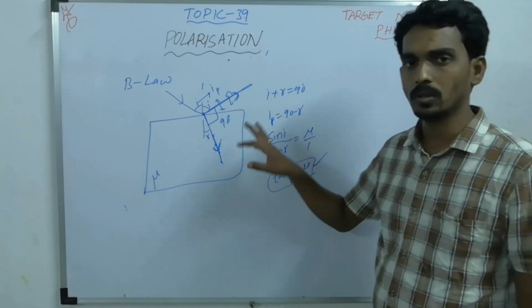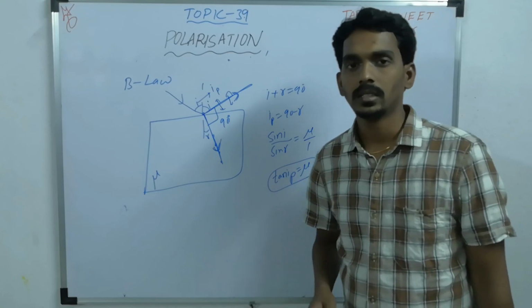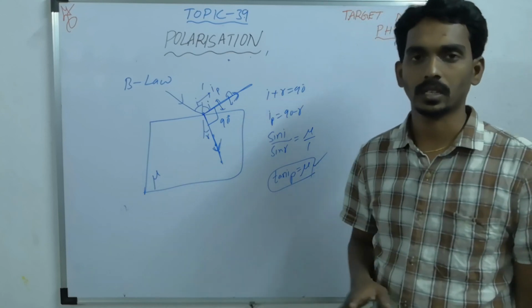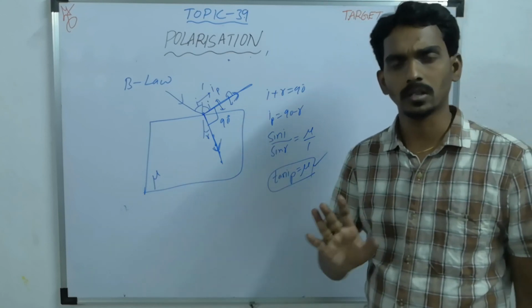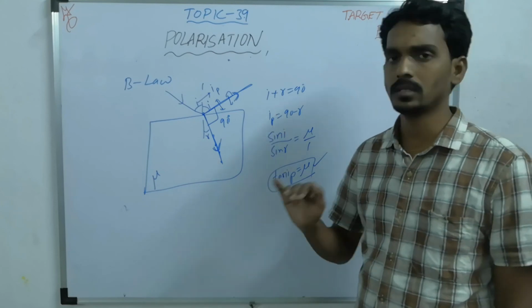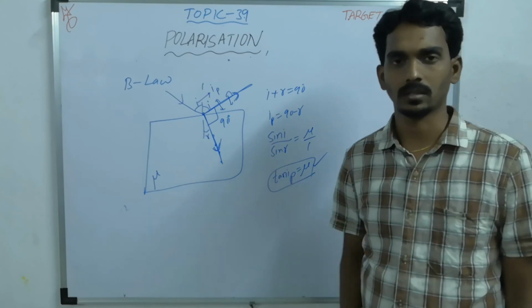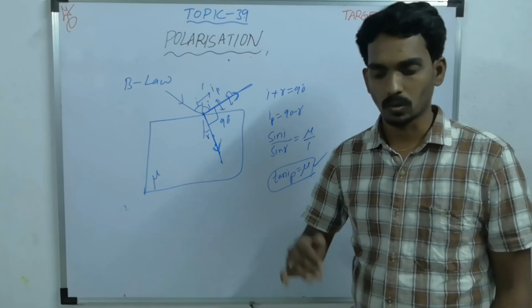This is all about polarization and the types of questions we can expect: only two simple models. Remember this. Just practice three or four questions based on this. That is enough. I hope you understood.